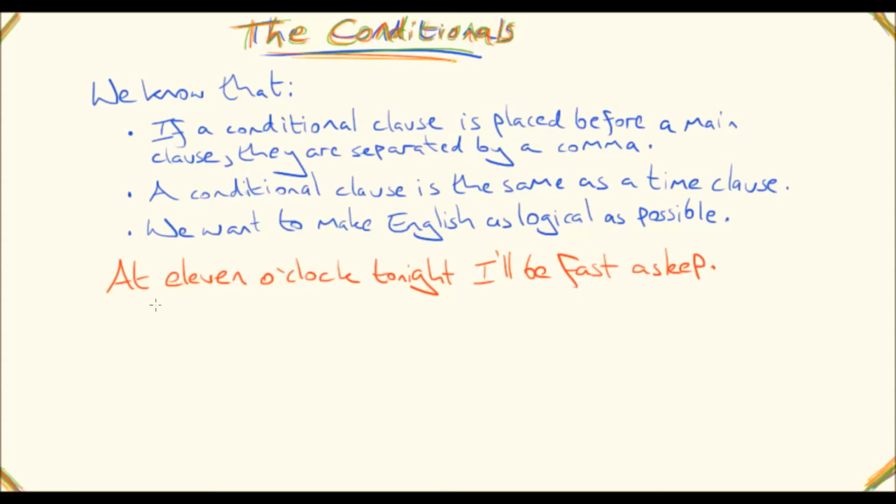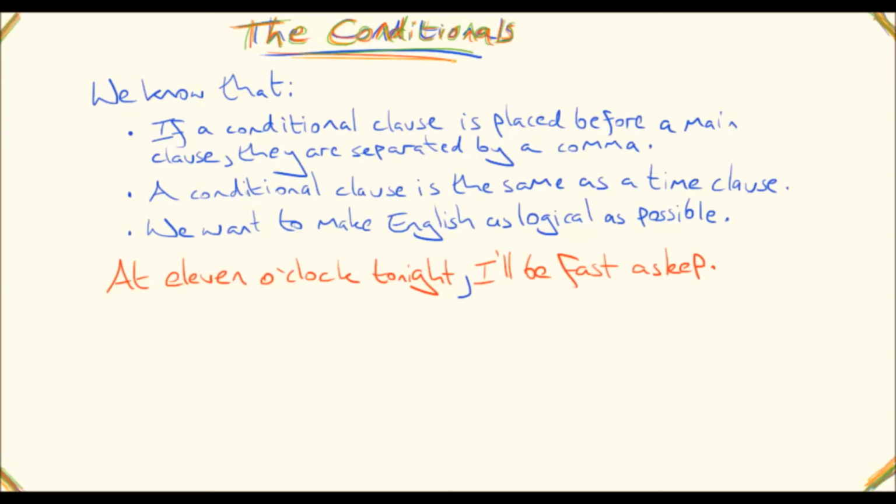Well, we've got "at 11 o'clock tonight," that's a time clause. And we've got "I'll be fast asleep," that's the main clause. A time clause is the same as a conditional clause, and if a conditional clause is placed before a main clause, they're separated by a comma. So if a time clause is placed before a main clause, let's also separate it by a comma.